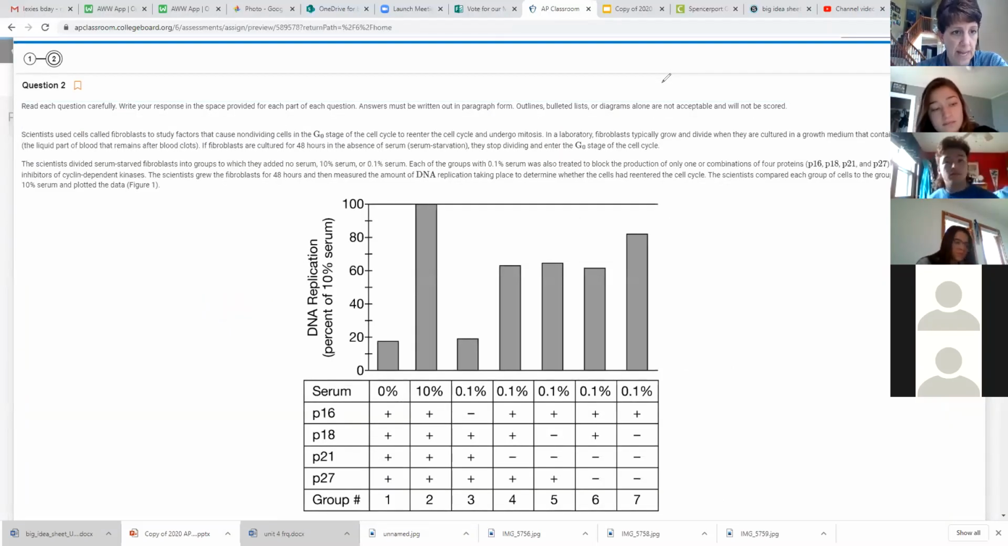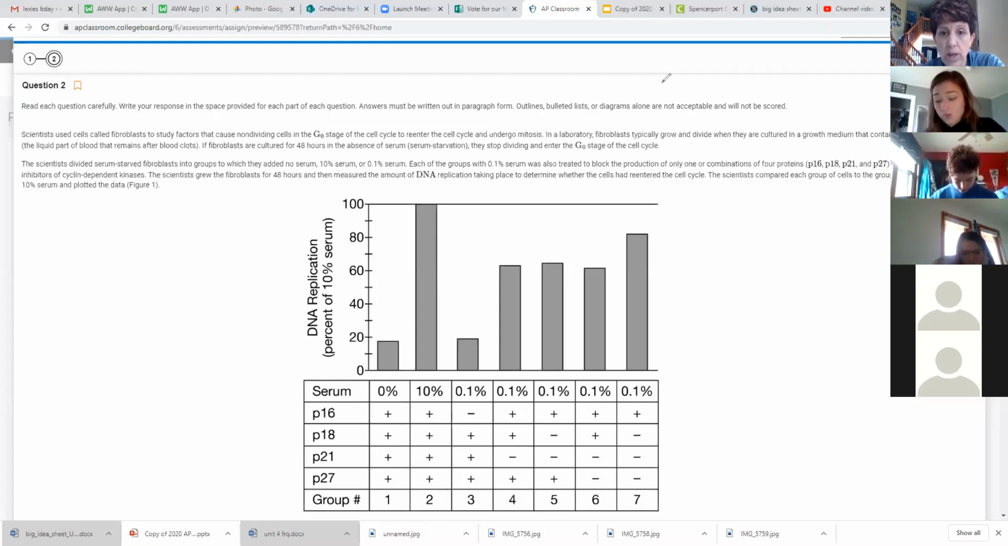Scientists use cells called fibroblasts to study factors that cause non-dividing cells in G0 to re-enter the cell cycle and undergo mitosis. In a laboratory, fibroblasts typically grow and divide when they're cultured in a growth medium that contains 10% serum, the liquid part of the blood that remains after blood clots. If fibroblasts are cultured for 48 hours in the absence of serum, they stop dividing and enter G0. The scientists divided serum-starved fibroblasts into groups to which they added no serum, 10% serum, or 1% or 0.1% serum.